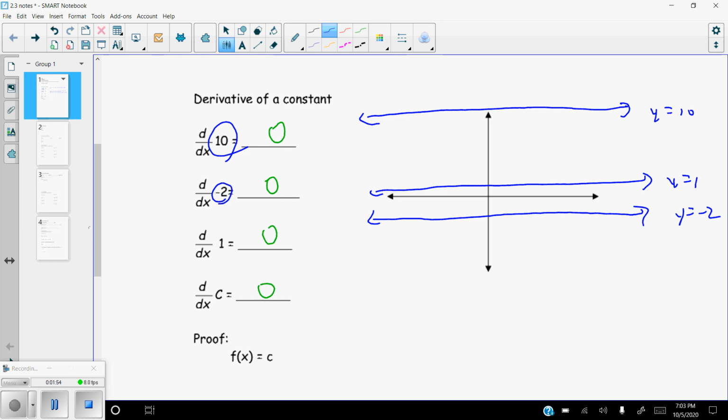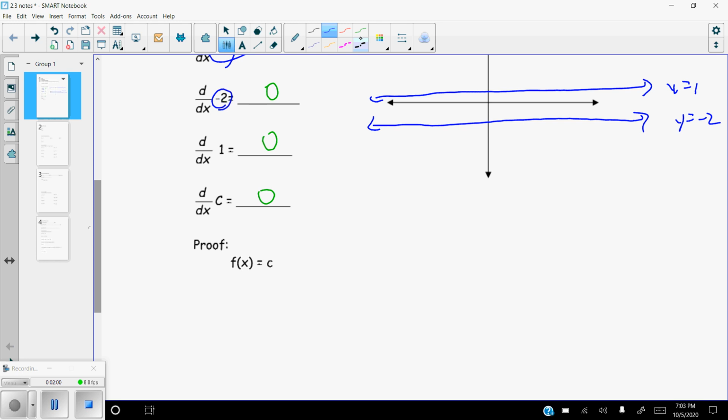Now we're actually going to go ahead and prove that real quick. We're going to use our limit proof just to show that it still works. So if we were to take the limit as h approaches 0 of, well, the function itself is c. If I were to plug x plus h in, there's nothing to plug it into, so it's still just c. So f of x plus h is still just c because there's no x's to plug anything into, minus the function itself, which is c, over h.